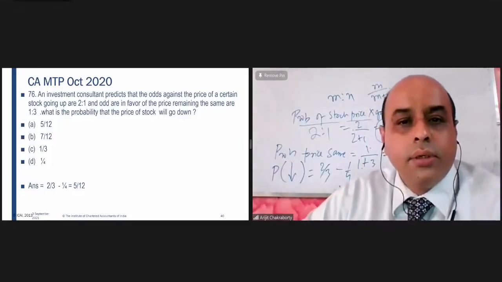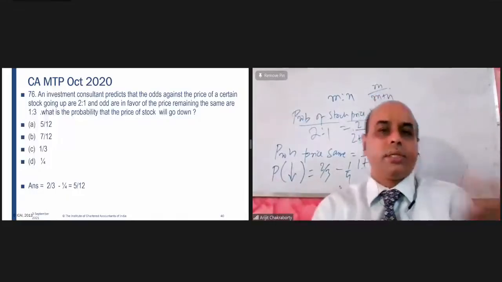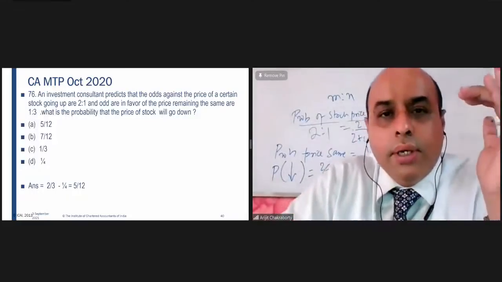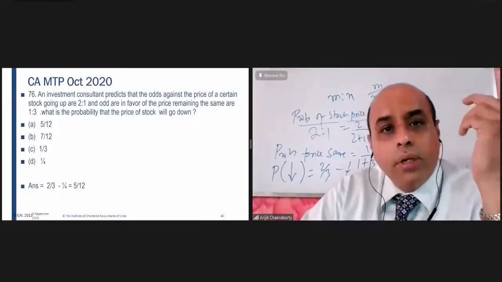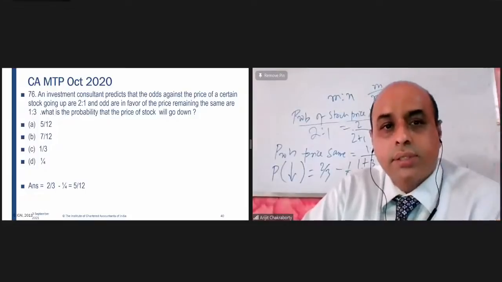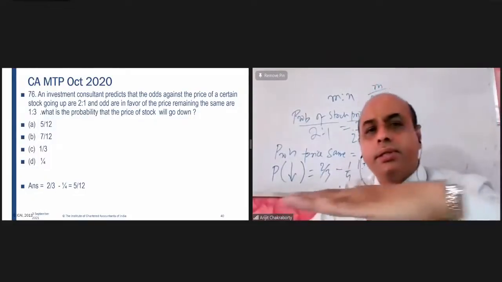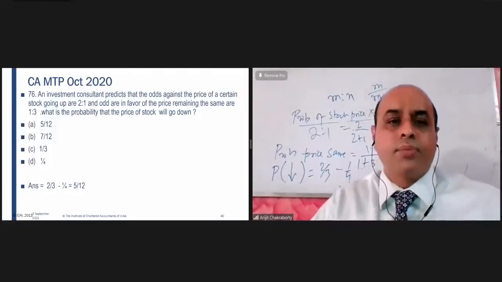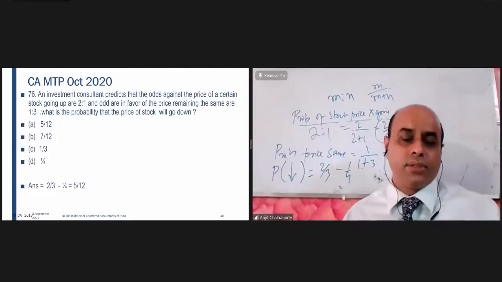Now here you see the probability of going down. That means there are two chances, since it is given that the probability of the price will not go up. Now not going up means it can only have two consequences. First is the price is going down, and the second consequence can be that the price is remaining the same. So the probability that the price of the stock will go down has to be a difference of these two.